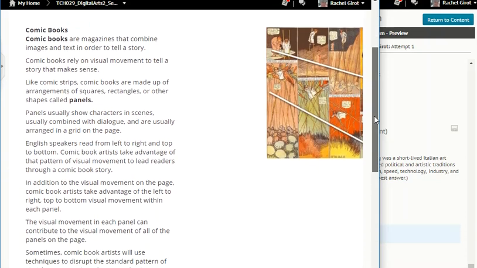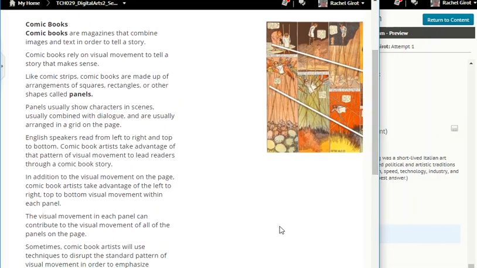Comic books are magazines that combine images and text in order to tell a story. Comic books rely on visual movement to tell a story that makes sense. Like comic strips, comic books are made up of arrangements of squares, rectangles, or other shapes called panels. Panels usually show characters and scenes, usually combined with dialogue, and are usually arranged in a grid on the page.